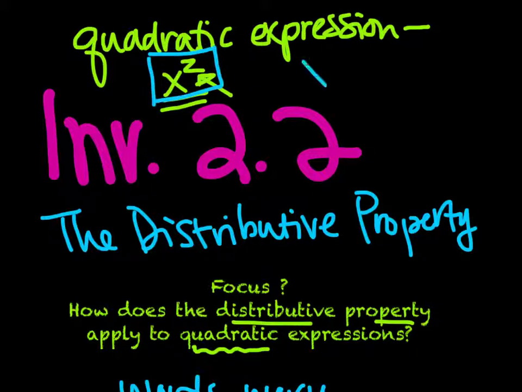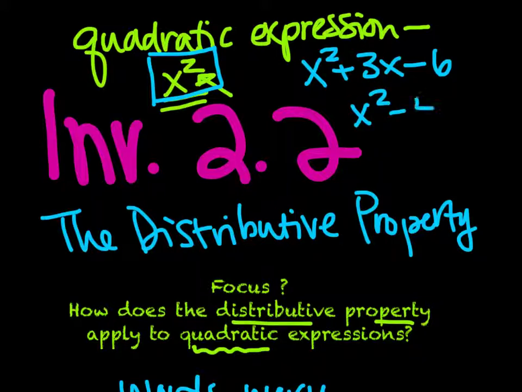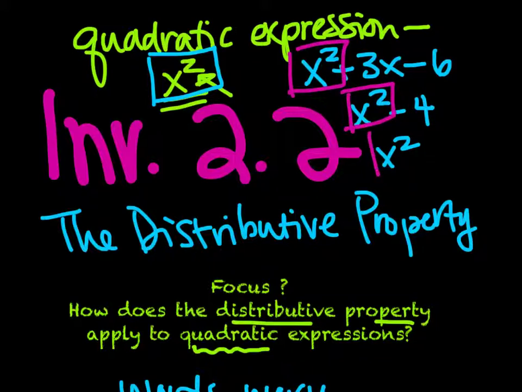So we'll see quadratic expressions that look like this, perhaps. We might see quadratic expressions that look like this. And we might see quadratic expressions that just simply have x squared. Regardless, everything that all of these have in common is that x squared term. And when it comes to powers, that's the highest power we will ever see when we look at quadratic expressions.